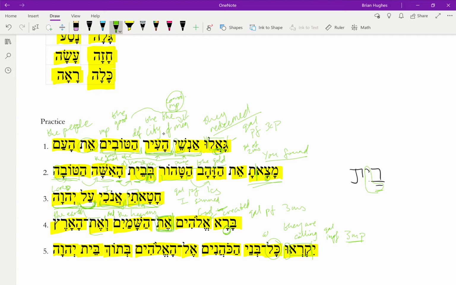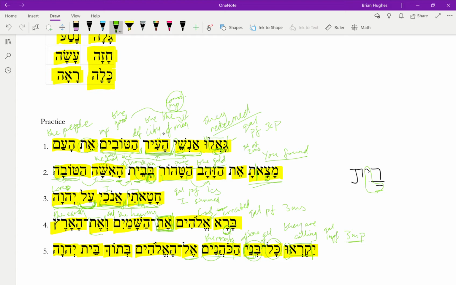Kol is all, every, or whole. B'nei is the masculine plural construct. See, we have the tsere yod of ben, which is son. So sons, all sons of, and this kol with the maqqef is telling us it's in construct as well. So all of, sons of, hakohanim. So this is a masculine plural, definite now, from kohen. So this is the priests. So we might have all of the sons of the priests here are calling.